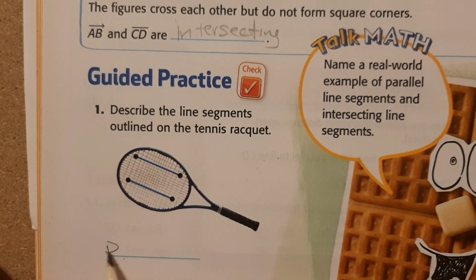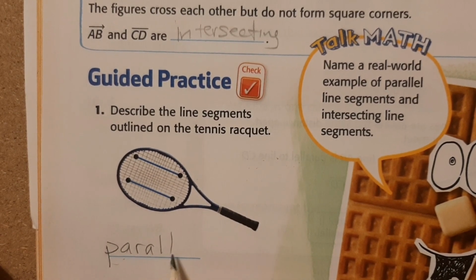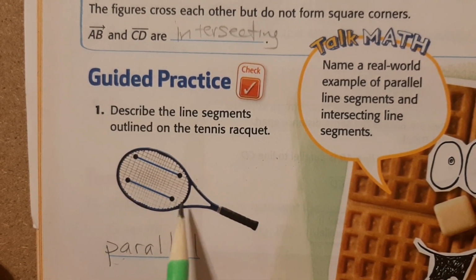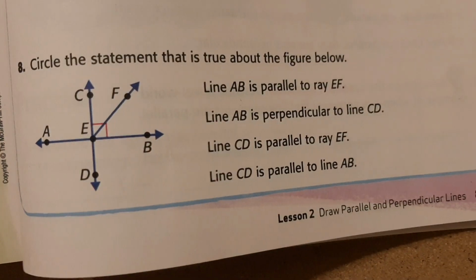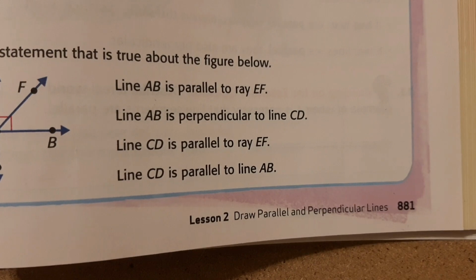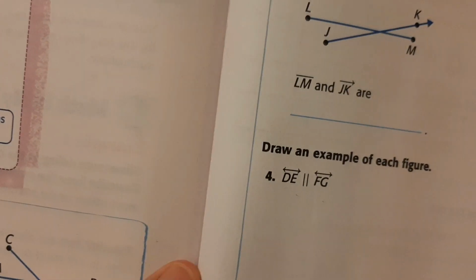Did you write parallel? Well, then you would be correct. They are parallel lines. They never cross. All right, you are going to do page 881 and turn it in. And this has several sections.